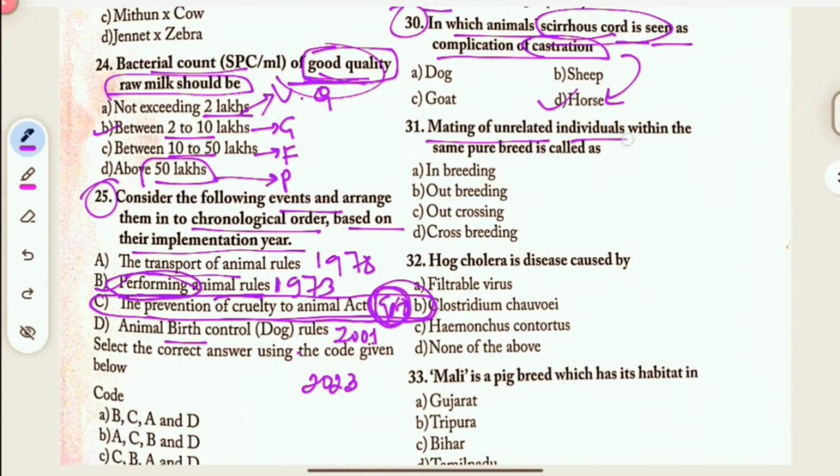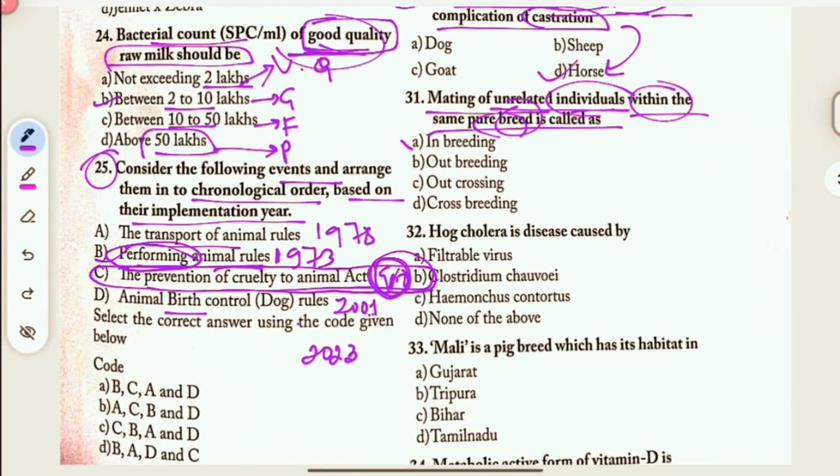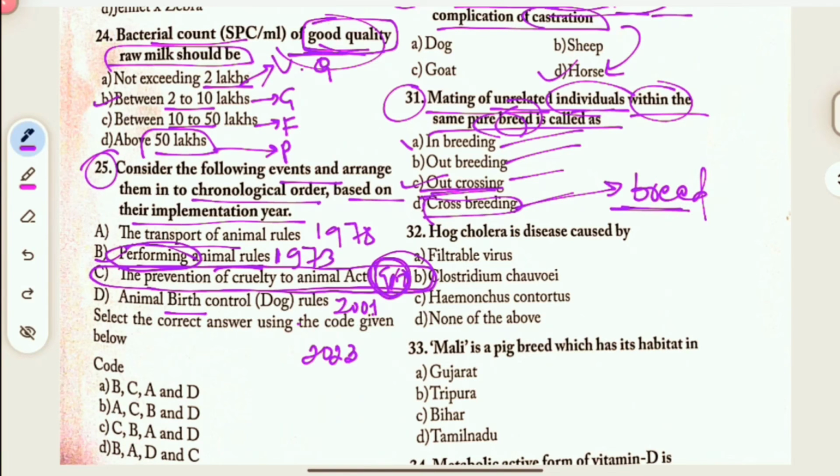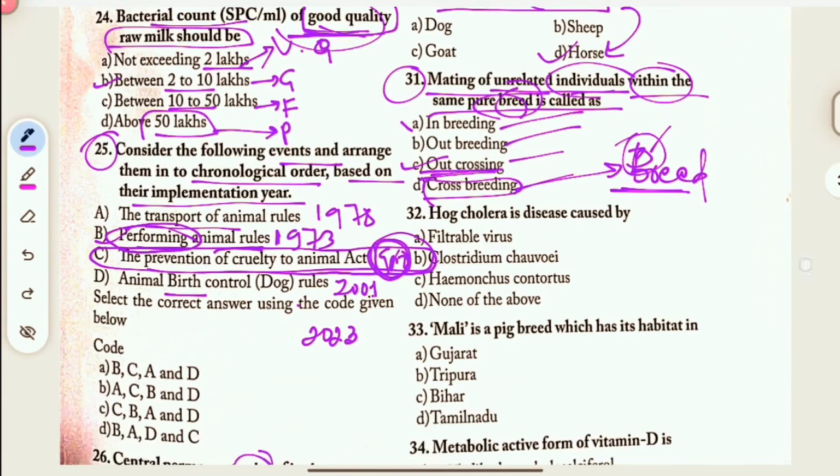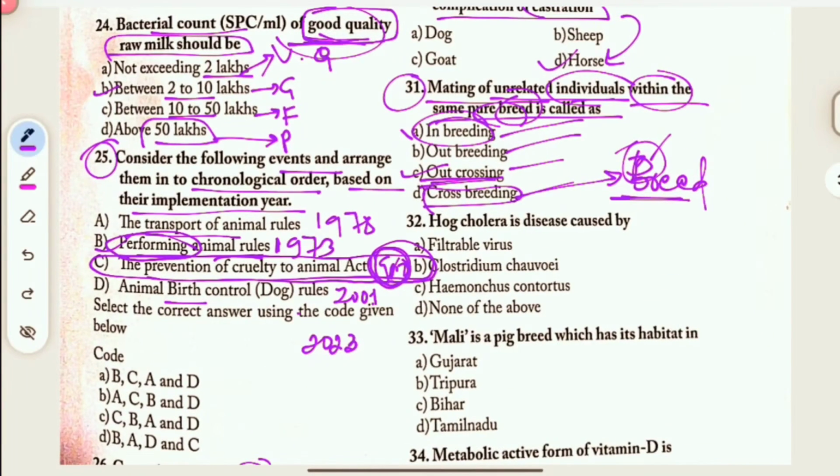Now, mating of unrelated individuals within the same pure breed is. Here they are asking about mating of unrelated individuals within a breed. The options are inbreeding, outbreeding, outcrossing, and crossbreeding. So the correct answer for this question is outcrossing. Crossbreeding is between two breeds. In the case of outcrossing, it is within the breed only, but those two animals or individuals are unrelated. In inbreeding, the animals are within the breed and they are closely related.